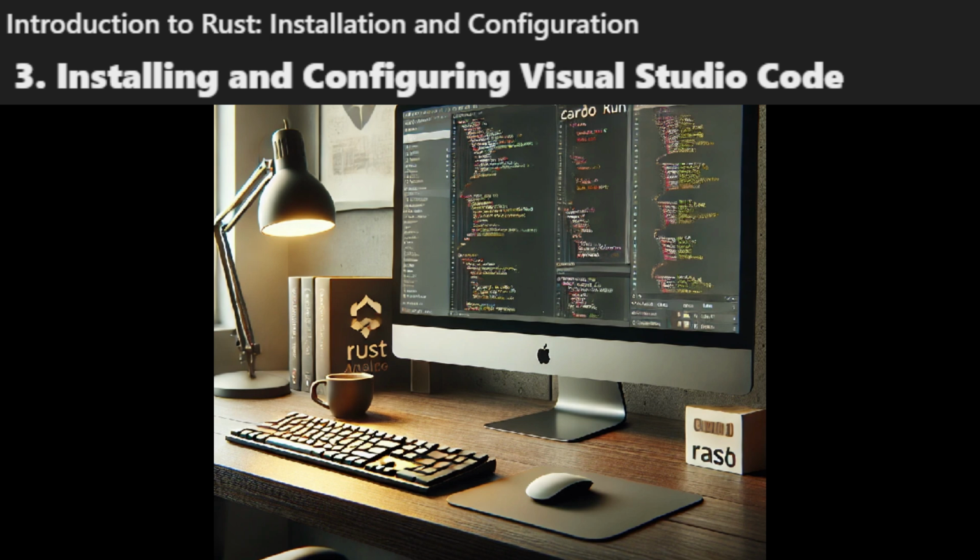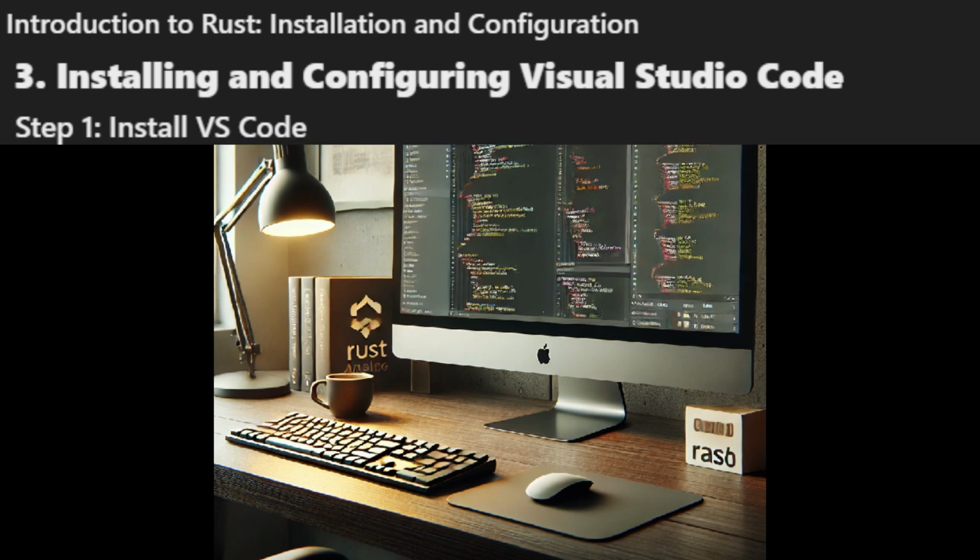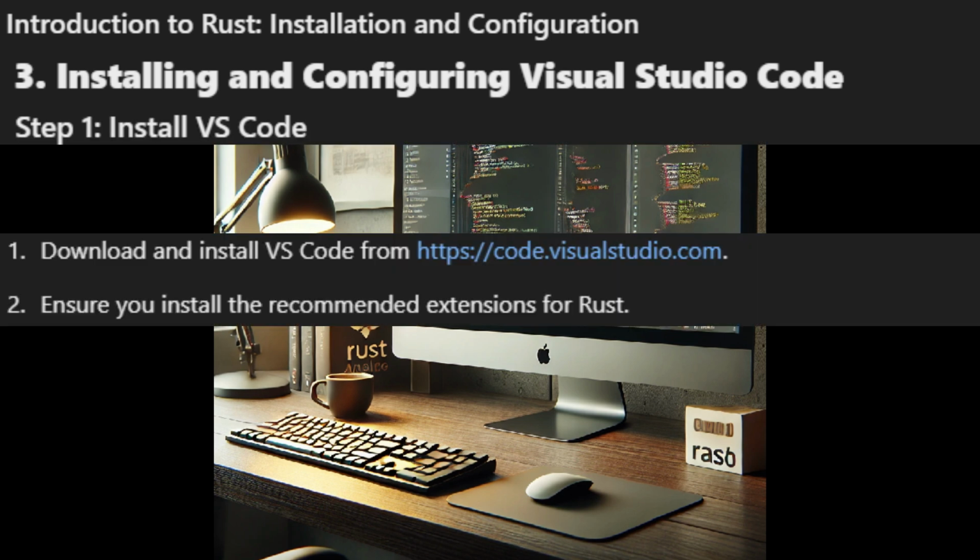3. Installing and configuring Visual Studio Code. Visual Studio Code is a powerful, easy-to-use editor that's very popular for Rust development. Step 1. Install VS Code. 1. Download and install VS Code from visualstudio.com. 2. Ensure you install the recommended extensions for Rust.